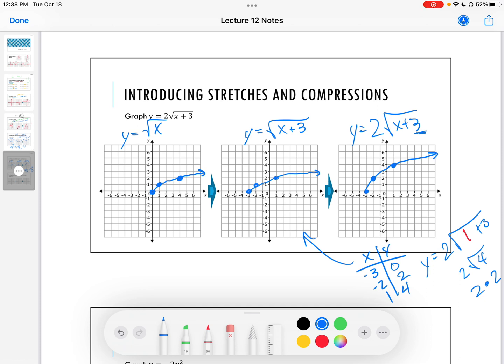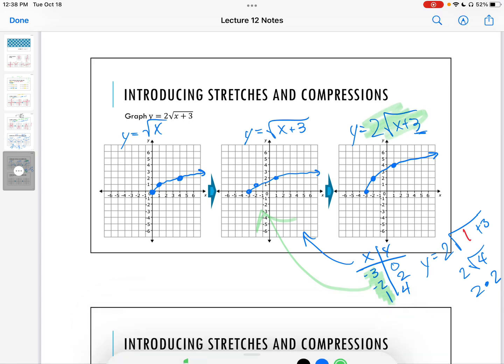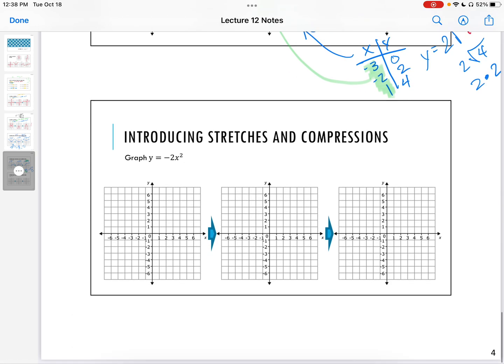Okay, so again, things to remember when you're doing your stretches and compressions. How did I find these x values here? Well, remember, the x values that you use are always back from that previous graph. So look back at the previous graph's x values, and then you plug those into that equation to figure out what it looks like. One more example that I want to show you guys.